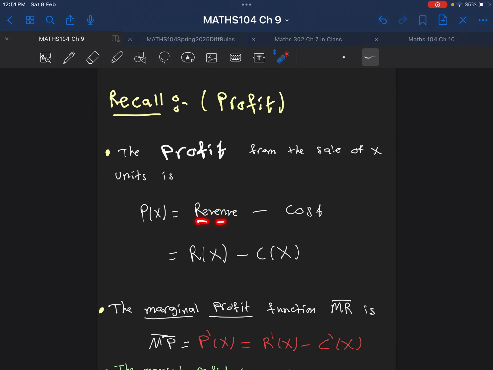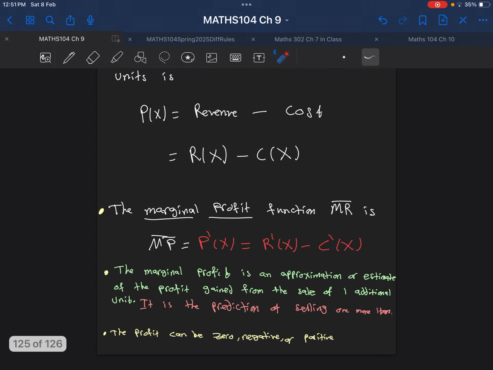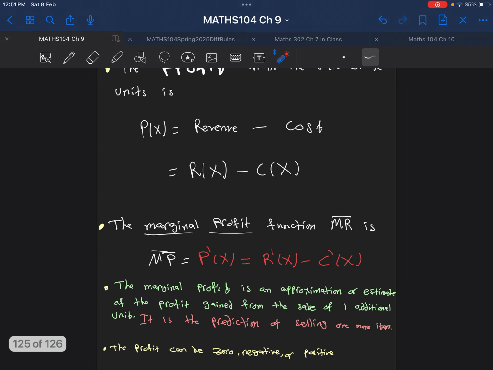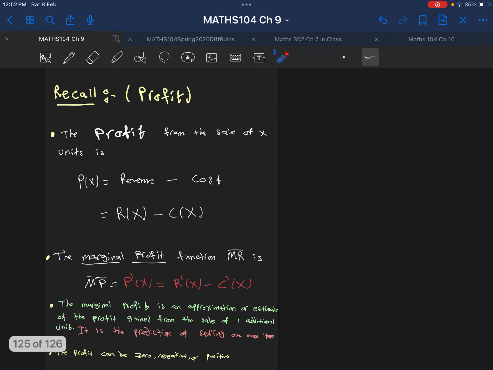Finally, we have the profit. The profit is just the revenue, the money I get, minus the cost I paid, and this is the profit. And it could be positive, it could be negative, it could be 0. And when it's 0, we call it break even, where the revenue, the money I get, is the same as the money I spend. Again, marginal profit means the derivative, which is an approximation or estimation of the profit: if we sell one more item, how much my profit will go up or down.